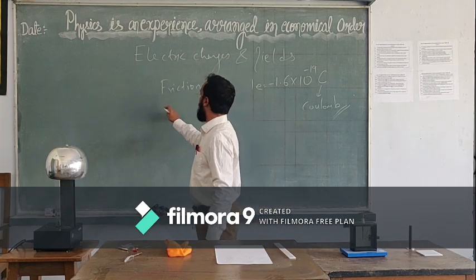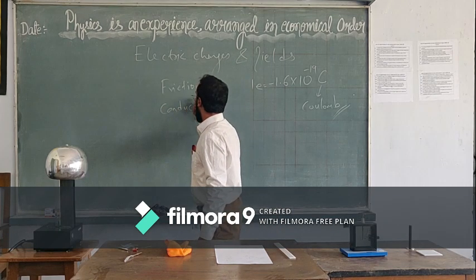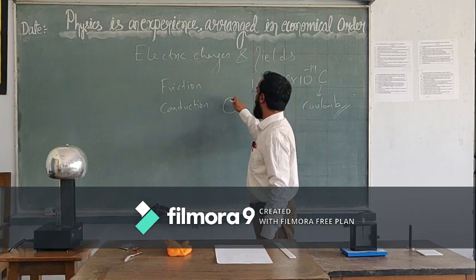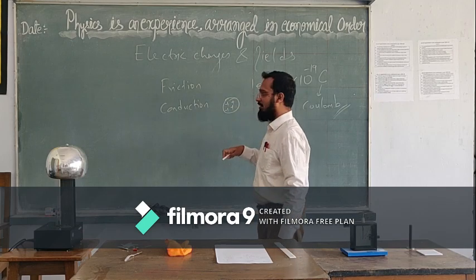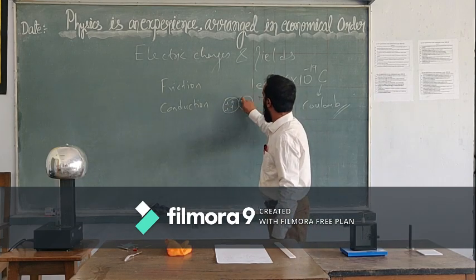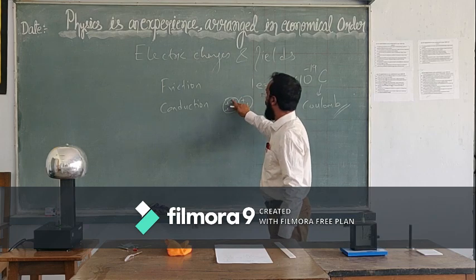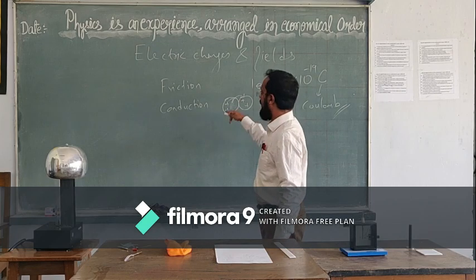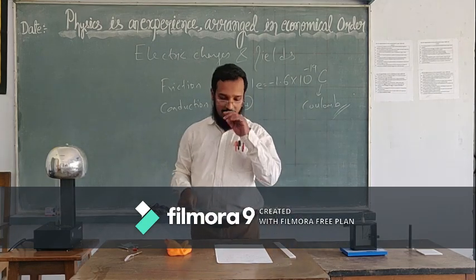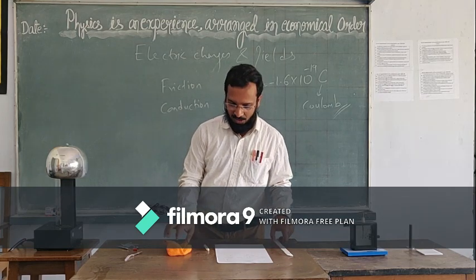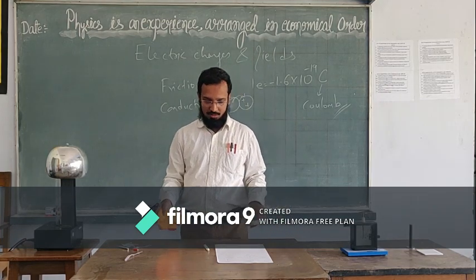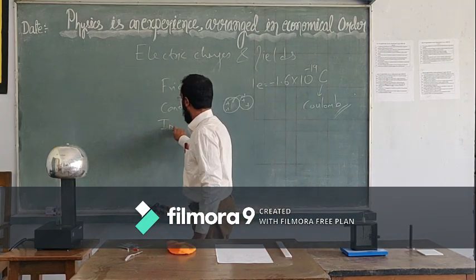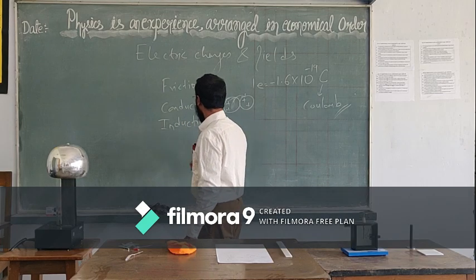Now the other way of charging is charging by conduction. If you have a metallic object which is having some charge, and if you touch another metallic object with it, then some of the charges would go from one metal to the other metal, that is charging by conduction. And the third way in which you can charge is charging by induction.